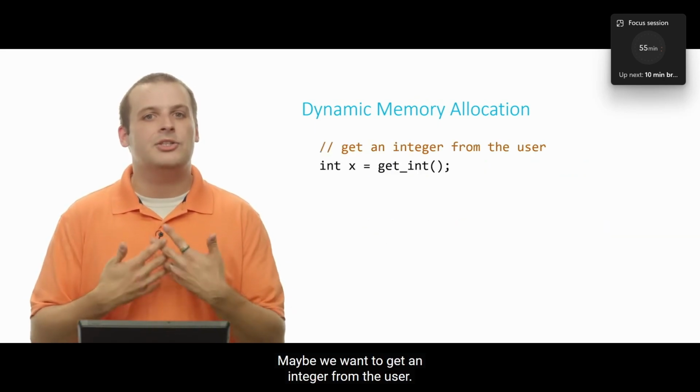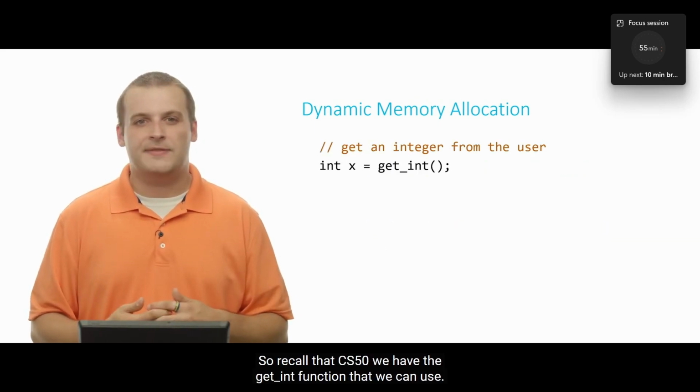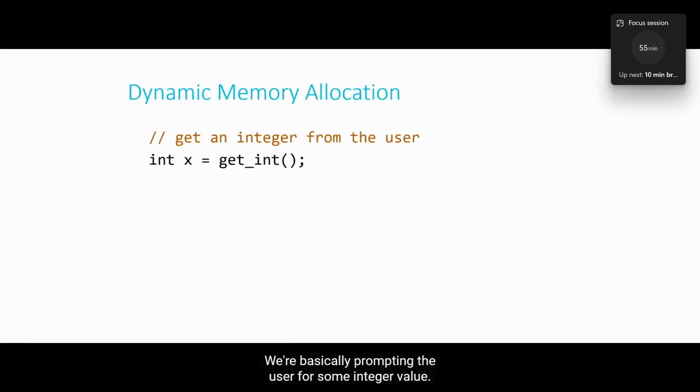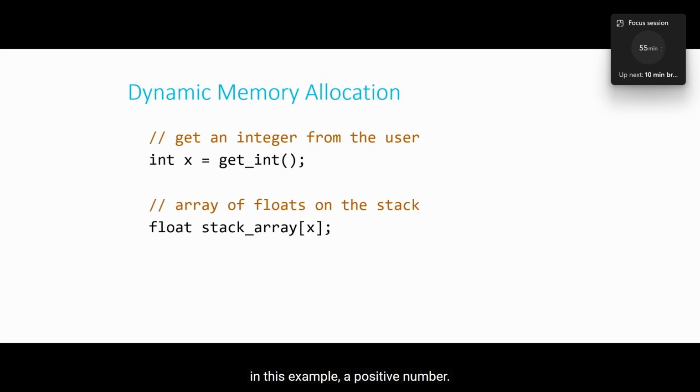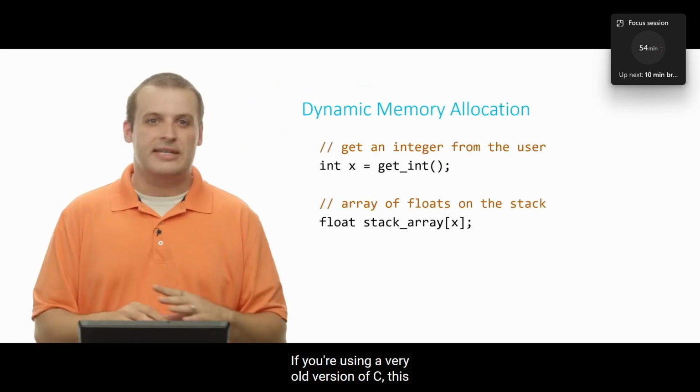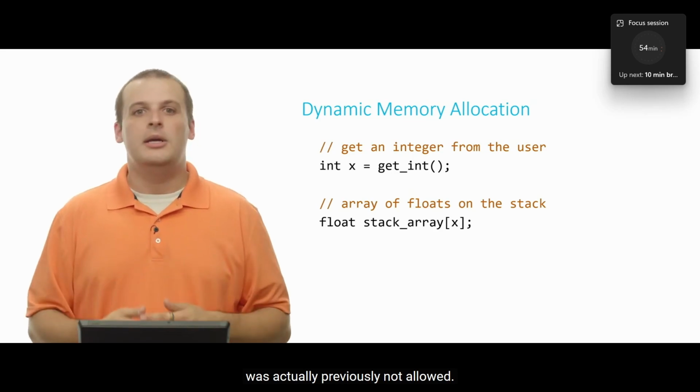Maybe we want to get an integer from the user. So recall that in CS50 we have the get_int function that we can use. int x equals get_int. We're basically prompting the user for some integer value, and they'll give us some number, hopefully, in this example, a positive number. Let's say I want to declare an array of that many floats on the stack. I can do this by saying float stack_array, and then in square brackets, which again indicates the size of the array, x. This is legal in C99 and C11. If you're using a very old version of C, this was actually previously not allowed, but you can do this.